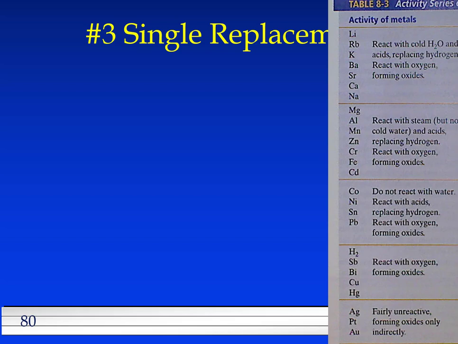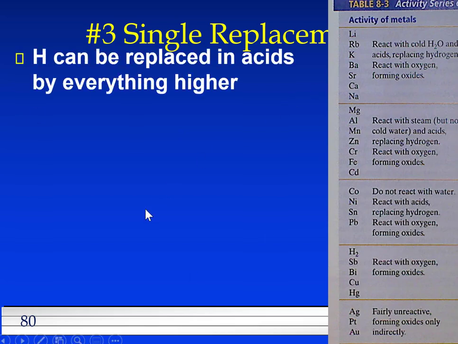Okay, so single replacement. One thing replaces another. Start off with one element, one compound, end up with a new element, new compound. Cutting in at the dance. Well, we cut in, higher replaces lower on the activity series. H is the problem, okay? Because H shows up in two places. It shows up in acids, and it shows up in water.